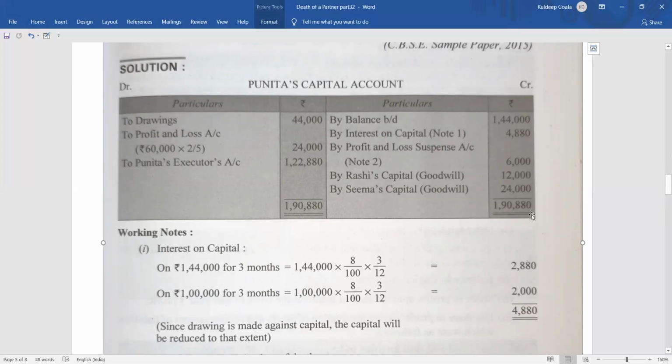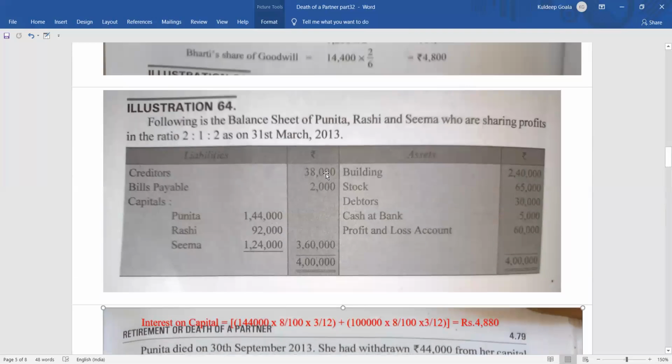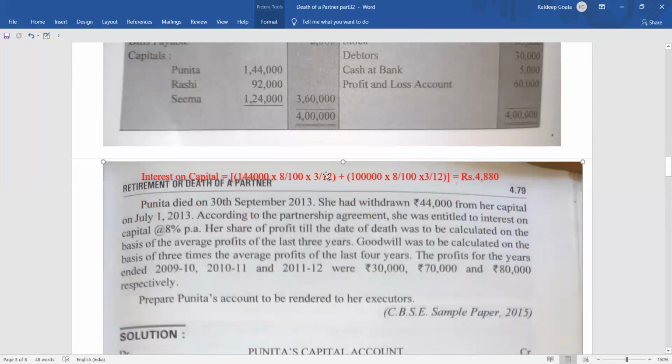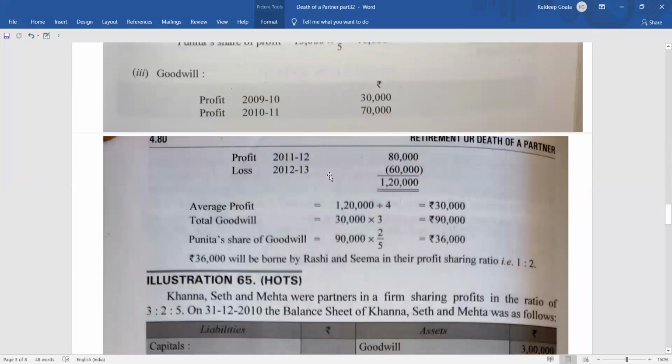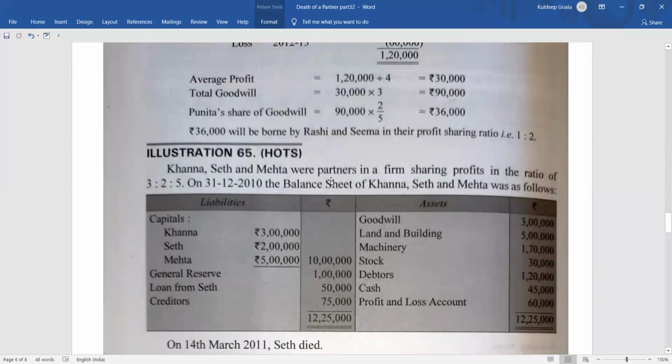Okay. Now do the balancing, and you can see that the balancing figure is how much? To Punita's executor, 1,22,880. Okay. This generally comes for 4 marks. It is a very, very important type of question. Okay. There's a working note also. You have to mention the working note properly. I hope all of you understood that.